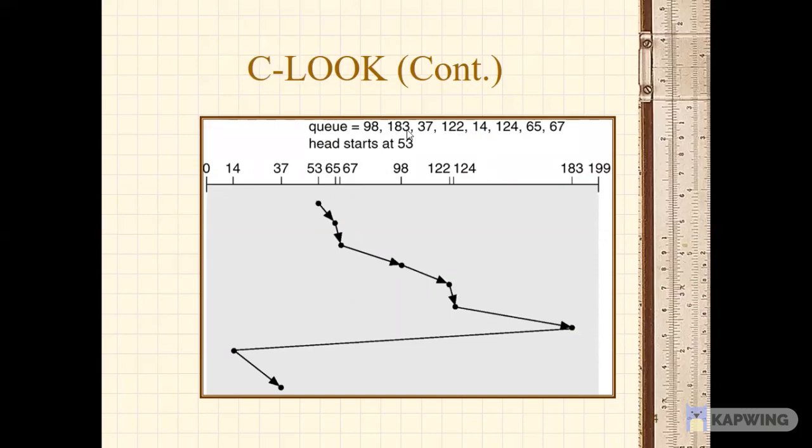So last is your 183. So from last again it will go to the initial smallest one. So that is a 14. So it will go to the last and again it will scan in the same direction. So this is nothing but your C-LOOK.